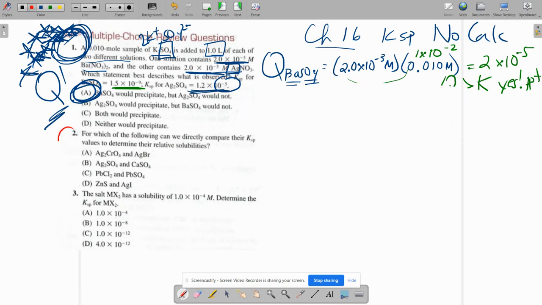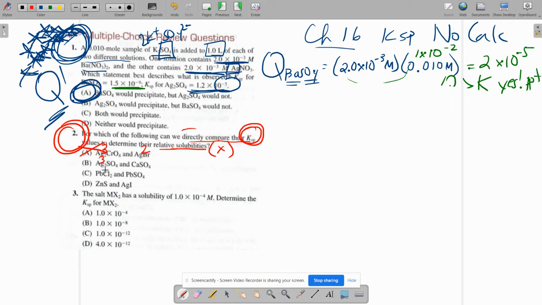For number 2, it says, for which of the following can we directly compare the KSP values to determine the relative solubilities? Relative solubilities on an ICE table would mean that we're solving for X. The only time that we can just use K values instead of solving for X is if the compounds that we're comparing have the same number of ions. For letter A here, we see 2 Ags and a chromate. That's 3 ions in total compared to 2 ions. So guess what? Can't compare their KSPs.